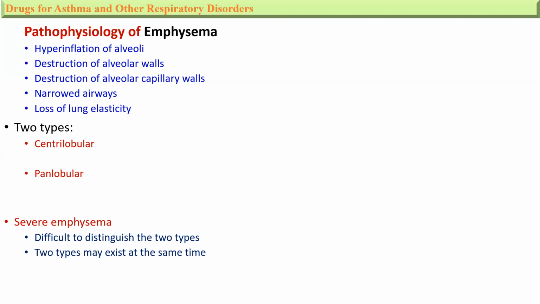However, panlobular is the destruction of the whole lobule. It affects bronchioles, alveolar ducts and sacs, and alveoli, with progressive loss of lung tissue and decreased alveolar capillary surface area. It is usually found in persons with alpha-1 antitrypsin deficiency.